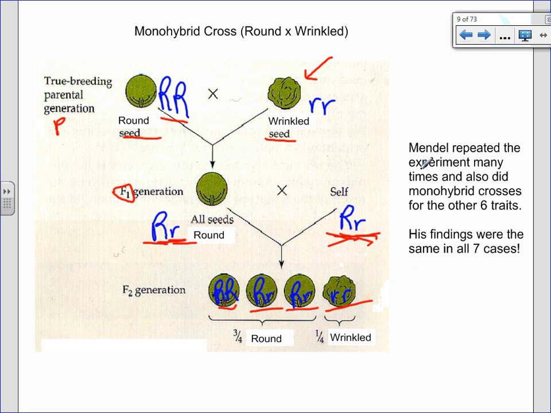And if you were looking at the genotypic, that's to do with the letters, you'd have 1 big R, big R, to 2 big R, little r, to 1 little r, little r. Same ratio each time.